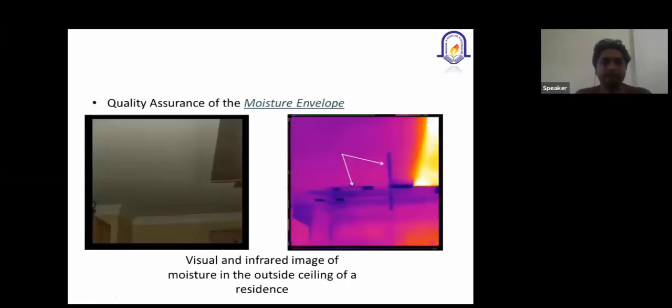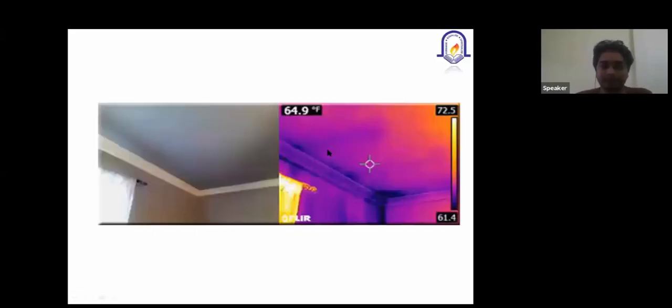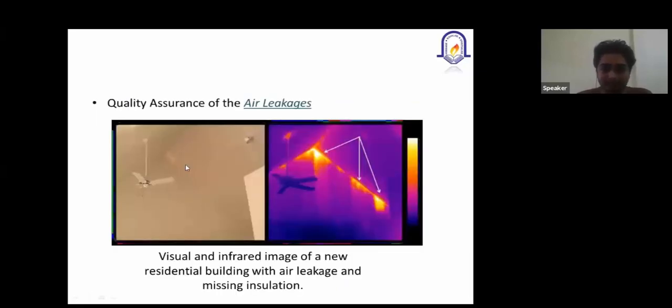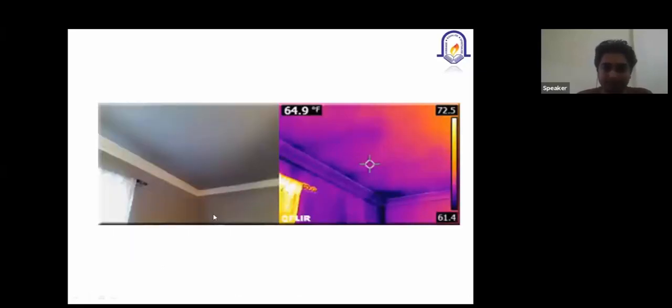Okay. First is the quality assurance of the moisture envelope. Now see this image. With naked eyes, you can't see any kind of moisture present in this ceiling. But when you see through the infrared thermal camera, you can see there is some moisture. Okay, these are nothing but the moisture envelope present over this ceiling. Next, this is another image. Here also, you can see nothing, but in the thermal camera, we can see there is so much accumulation of moisture at the junction. Okay.